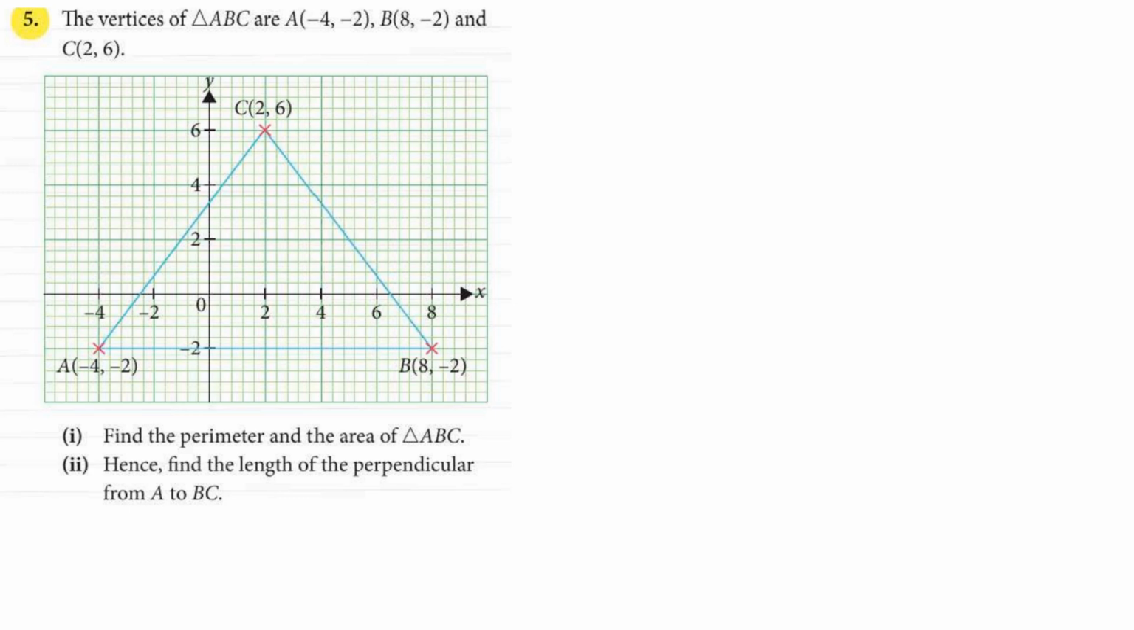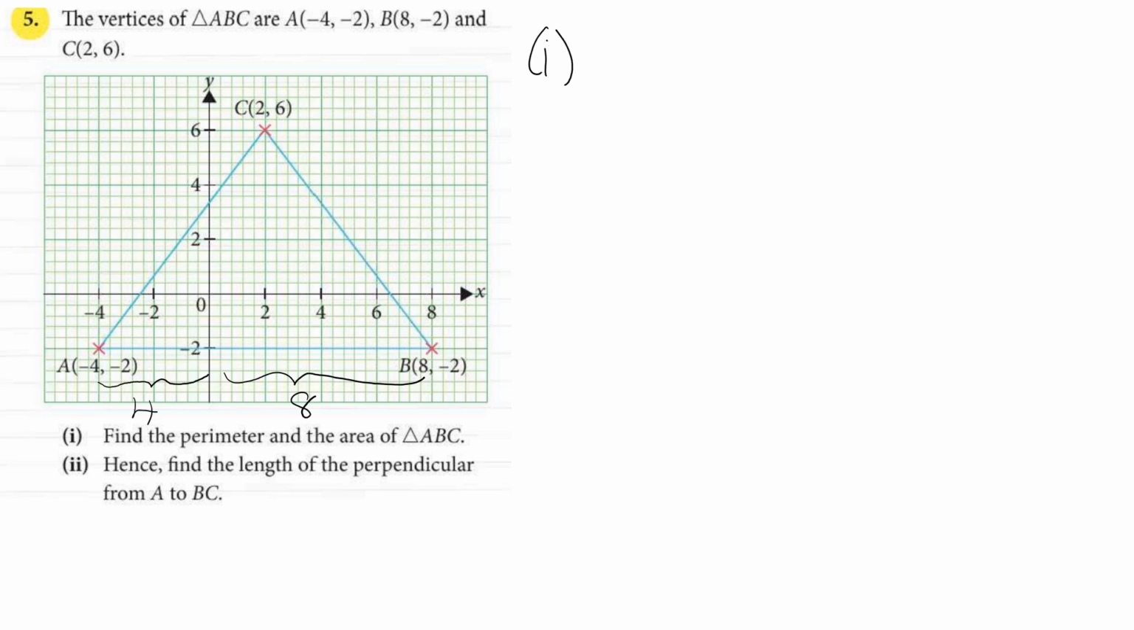Right, here we're given a diagram with a triangle with all the respective points A, B, C. And in part 1, you're asked to find the perimeter and the area of triangle ABC. To find the perimeter, you basically just have to add up all 3 sides. Let's do the easiest one, that's AB. Why is AB easier to find? Because AB is just a horizontal line and there is no need to use the formula. So AB is just this distance, which is 4 units, plus this distance here, which is 8 units.